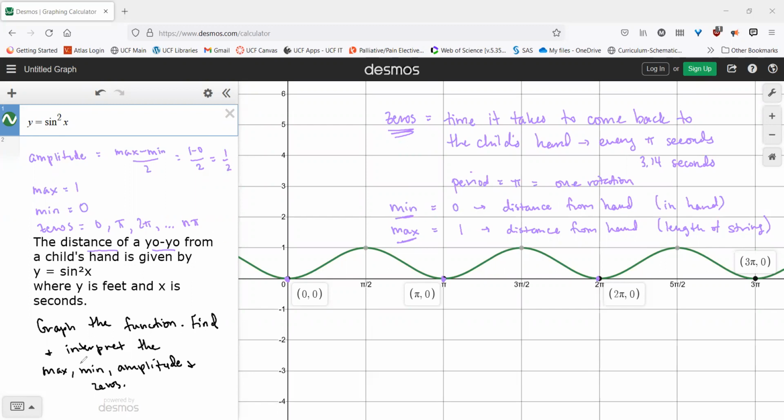So we found and interpreted the maximum, the minimum, the amplitude, and the zeros. We also talked about how the period works into that. You guys are going to try some other word problems like this, and you're going to try to analyze them and work together. If you get stuck, you've got some resources and you've got me. Let's see if you can do some problem solving with this now that you have the basics.